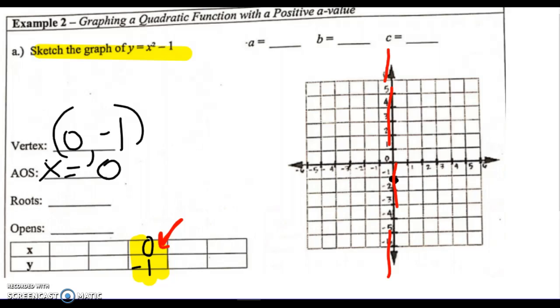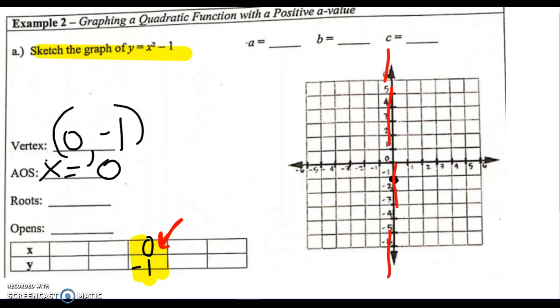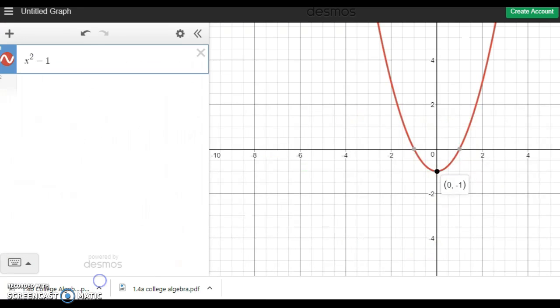Then it wants me to find the roots. The roots are my zeros, or my x-intercepts. That is where the graph of the quadratic is going to cross the x-axis. So I'm going to go back over and look. I go 1 over to the right. Look, there's a nice point: 1, 0. If it's a 0 right here, that means 1, 0 is my point.